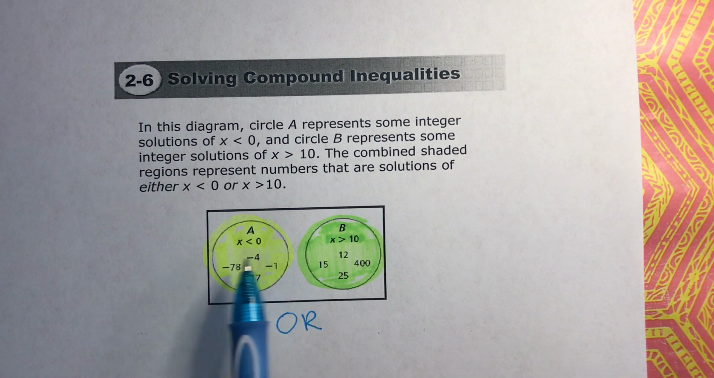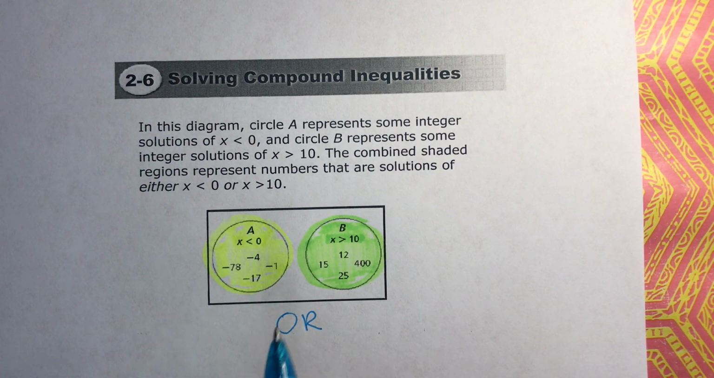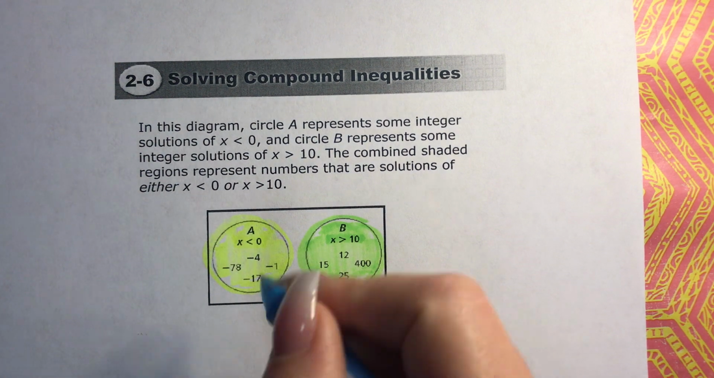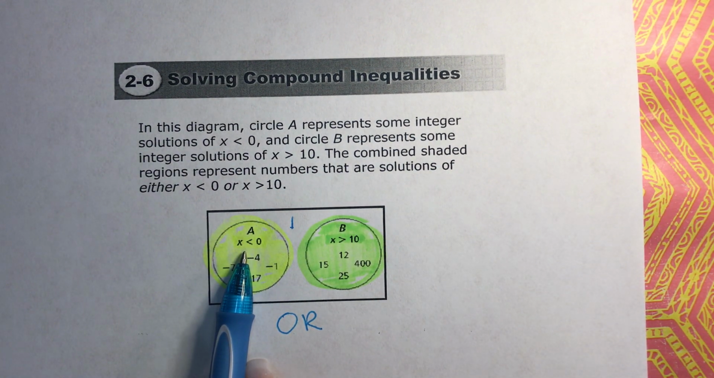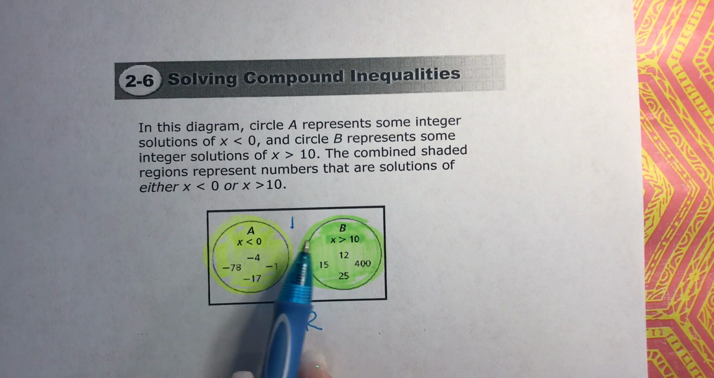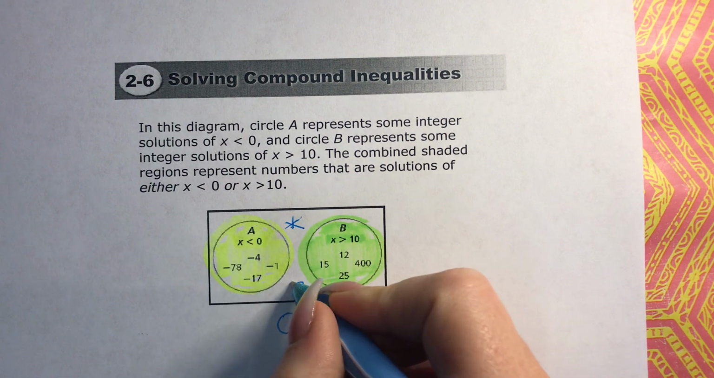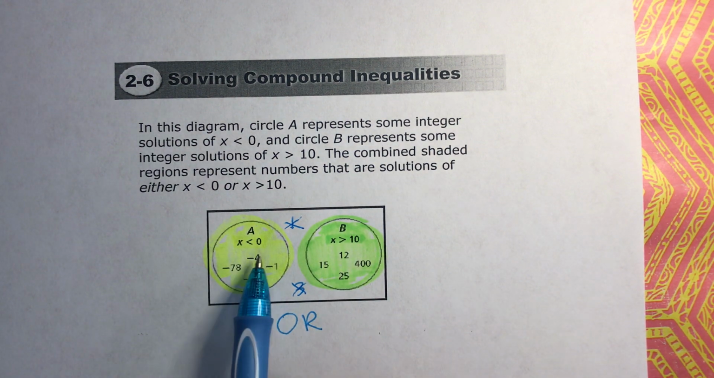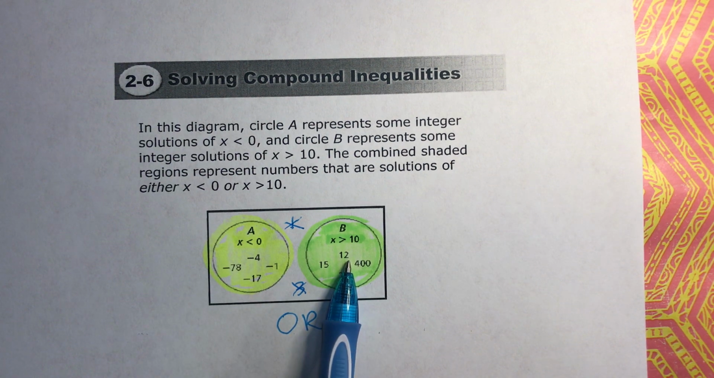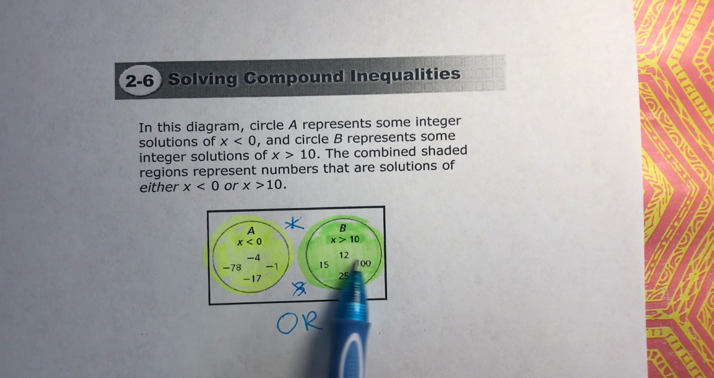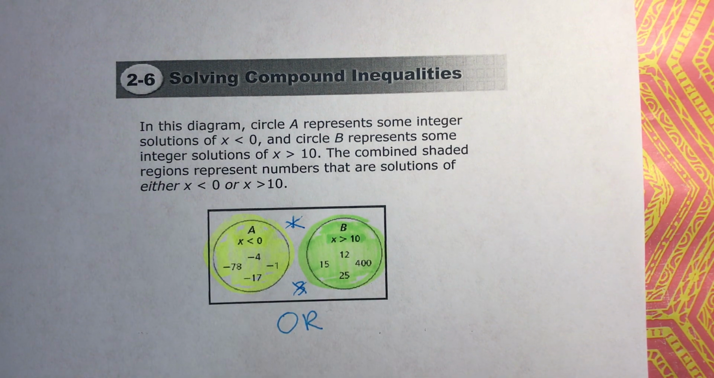So anything in these regions would be solutions, and anything that did not fall in those regions would not be solutions. So something like 1, right? 1 isn't less than 0, and it's not greater than 10. So that wouldn't be a solution, or 3 wouldn't be a solution either. So none of those would be solutions. But -4 is less than 0, so that would be a solution, or 12 is greater than 10. So anything that falls in circle A or circle B can be the solutions.